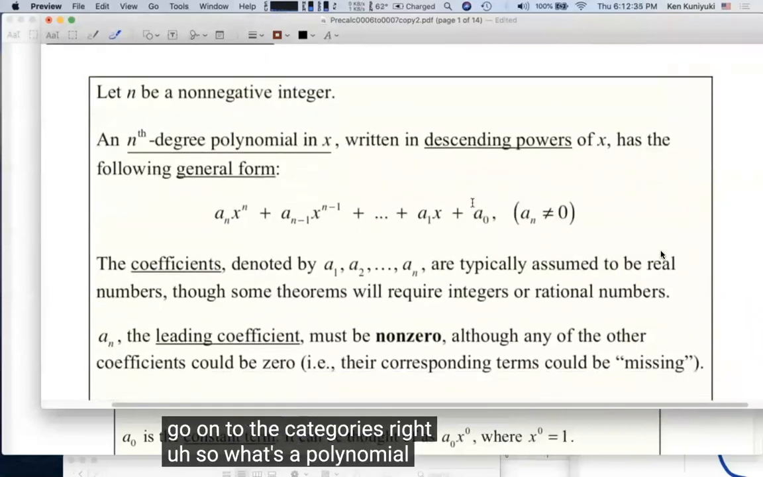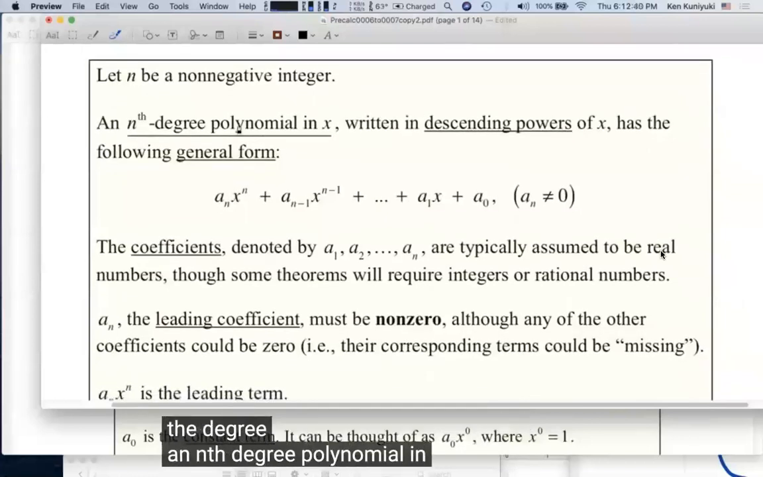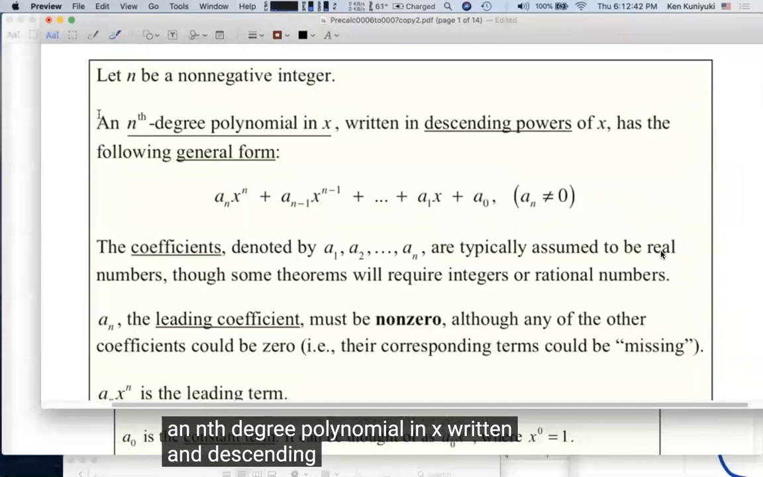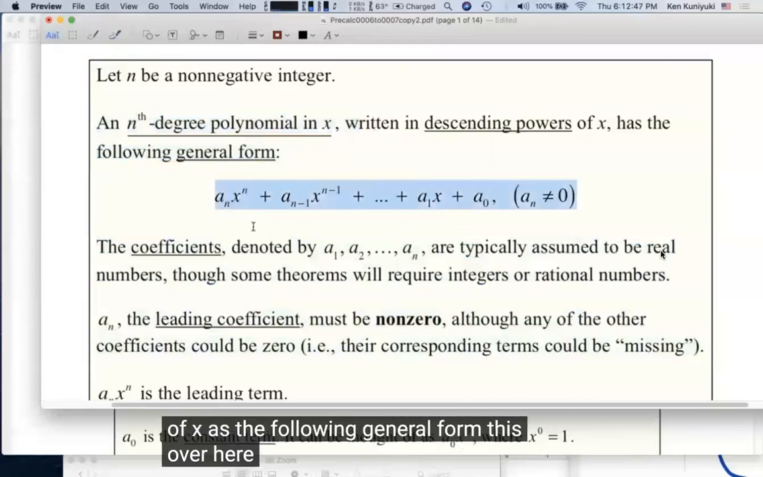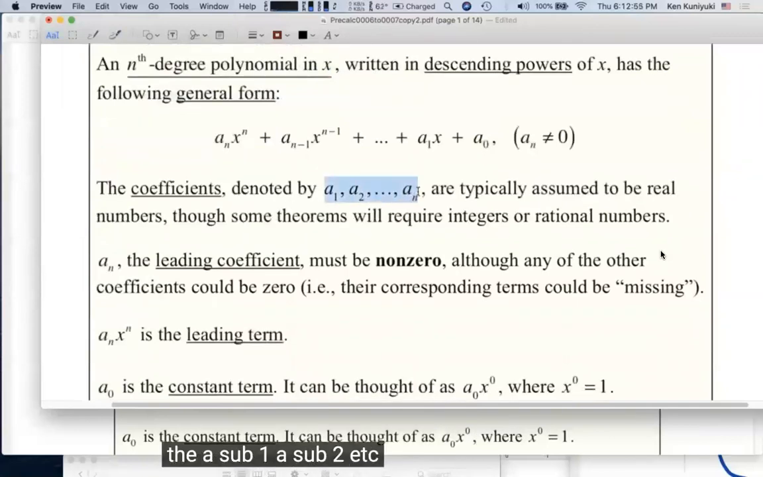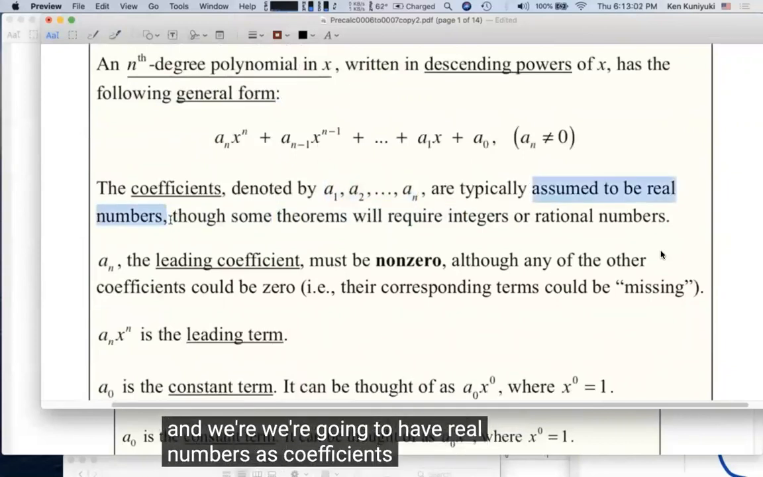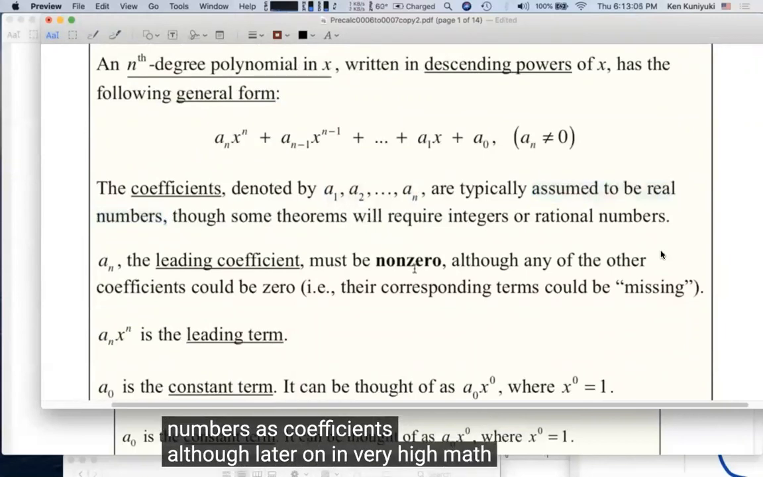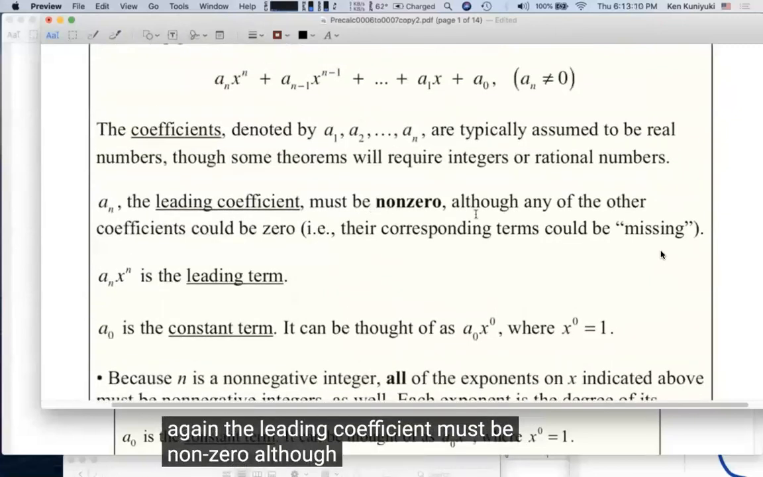So what's a polynomial? Let n be a non-negative integer. That's going to be the degree. An nth degree polynomial in x, written in descending powers of x, has the following general form. This over here, where the leading coefficient, by definition, cannot be 0. The a sub 1, a sub 2, etc., these guys are the coefficients. They're the numbers in front of the powers of x. And we're going to have real numbers as coefficients, although later on, in very high math, they can be imaginary. Again, the leading coefficient must be non-zero, although the others could be.